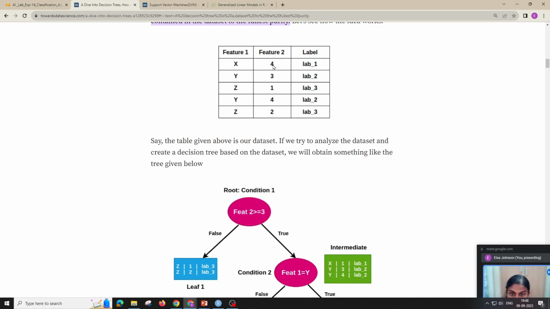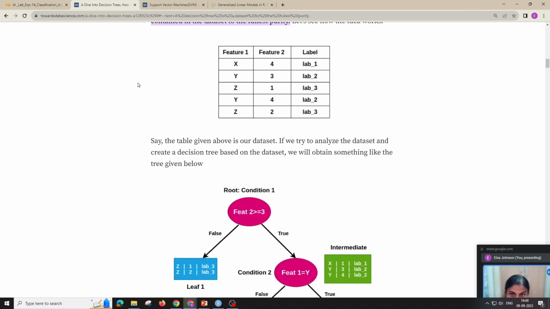So first we are giving the condition feature 2 is greater than or equal to 3. So you can see here if it is true, then one set will be there, and if it is less than 3, so less than 3 is only one option, then it is lab 3. Okay, so if this feature is false, then here also 1 and 2 are there.